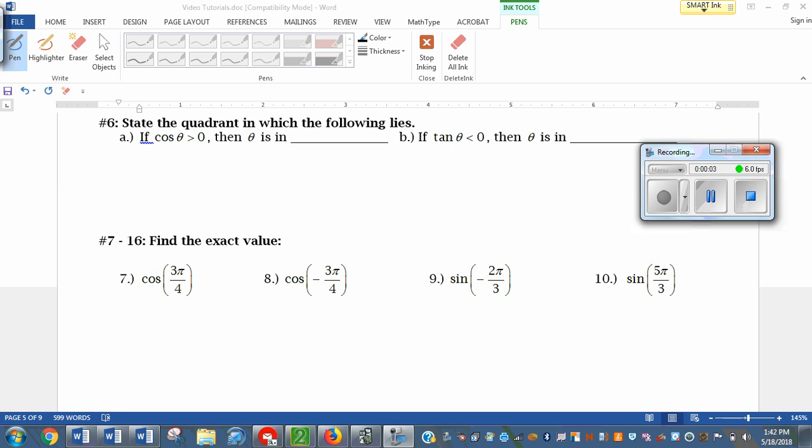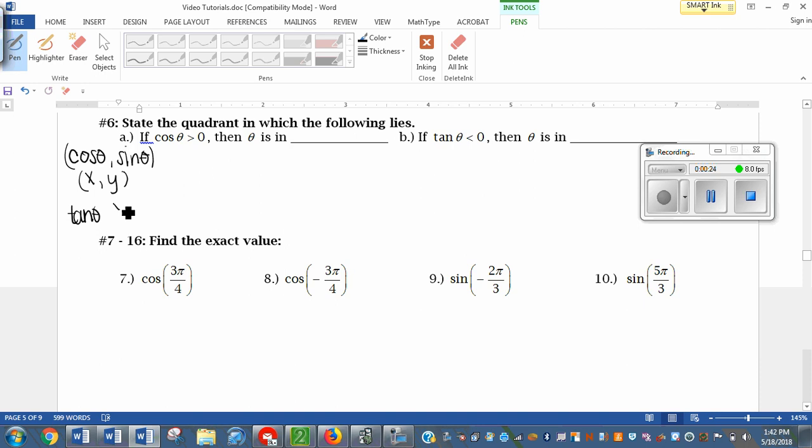All right, so in number 6, key pieces of information that we want to remember is that cosine represents x, sine represents y, and I gave you guys that hint in this unit of putting them in alphabetical order, C, then S, X, then Y, and then tangent is when you take y divided by x.